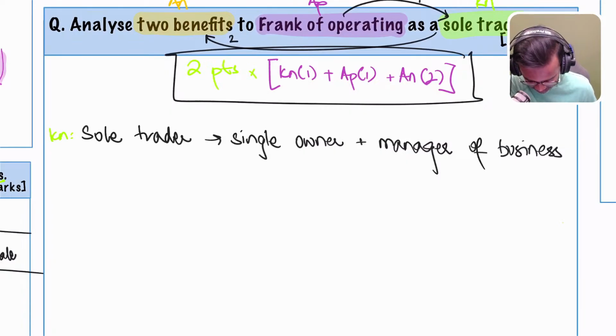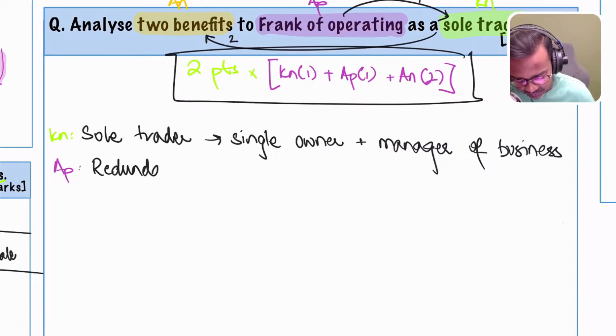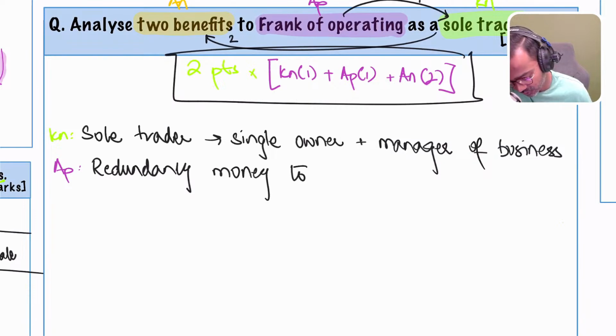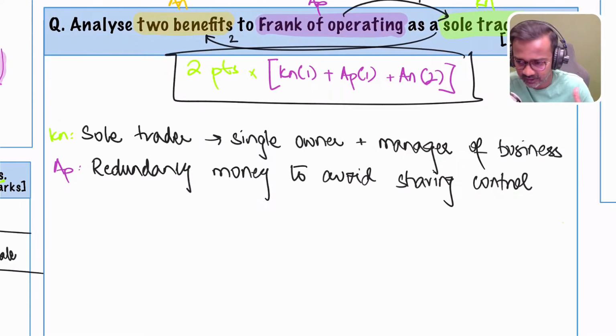Okay, and what I always recommend for your 8 markers is that you bring in some business context straight away in the first paragraph. Bring some application: how do you know Frank is a sole trader? And we saw that he talked about his redundancy money. After being made redundant, he used his redundancy money to avoid sharing control, and he set up FF. So just give a background in the first paragraph.